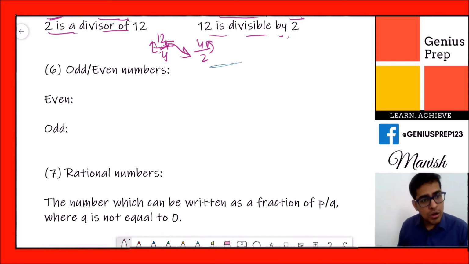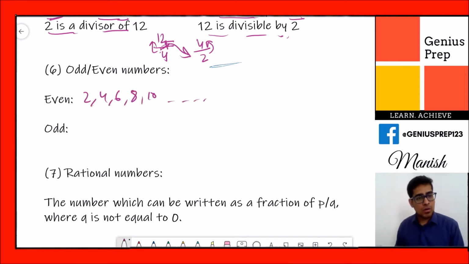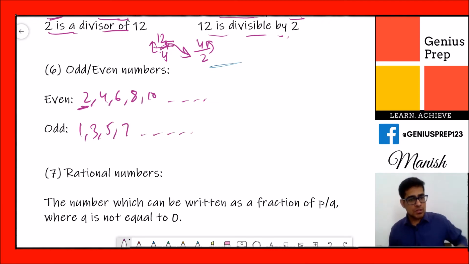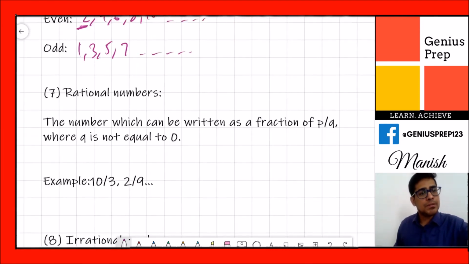Or called odd numbers. Like 2, 4, 6, 8, 10, these are the even numbers. Now, what are the odd numbers? All the numbers which are not divisible by 2 are called odd numbers. So 1, 3, 5, 7, etc. I think this is simple.